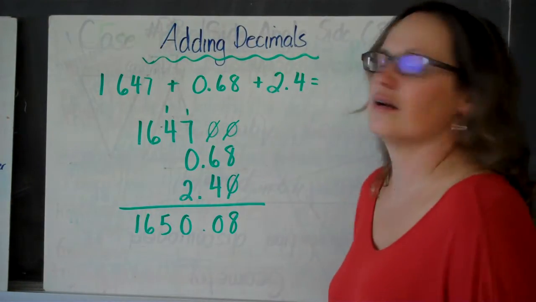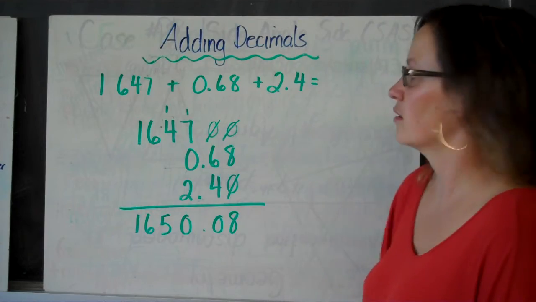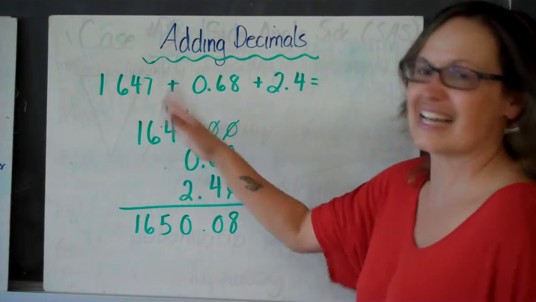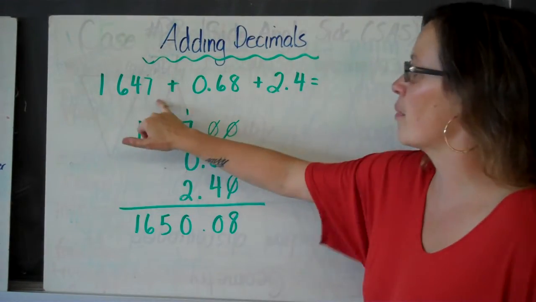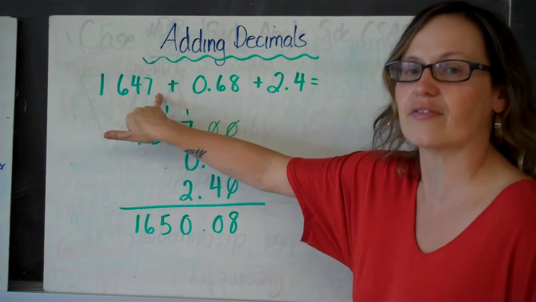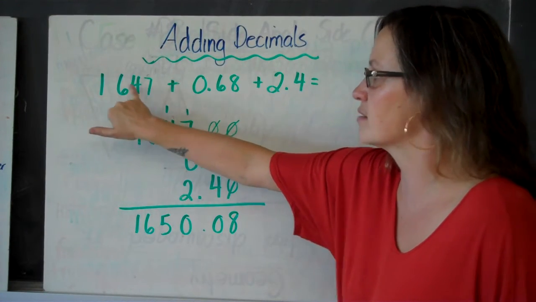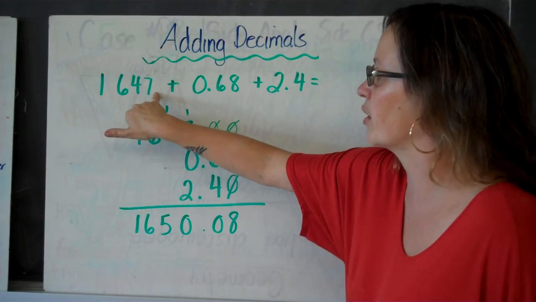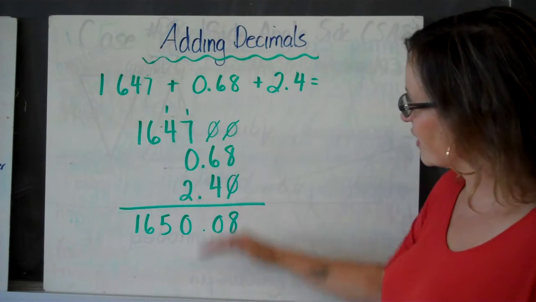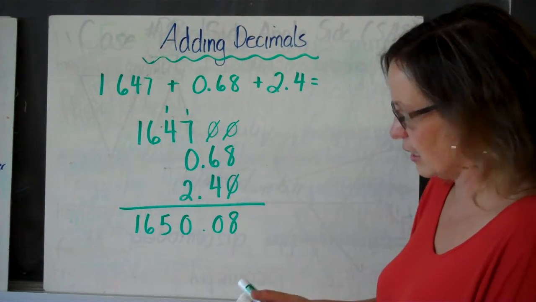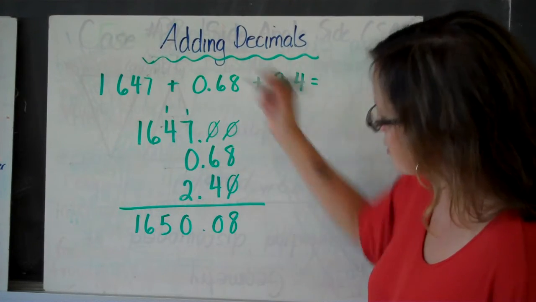Adding decimals. The major rule is you need to line up the decimal. If there is a whole number and it doesn't have a decimal, you need to remember that the decimal point is just to the right of the last whole number. This is the ones, tens, hundreds column, so we know the decimal point goes here. So when we're adding these numbers together, we just need to line up the decimal points.